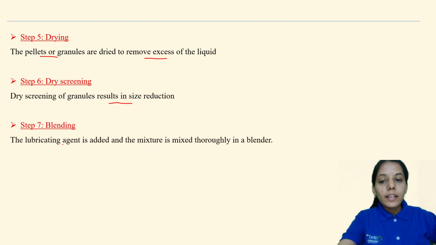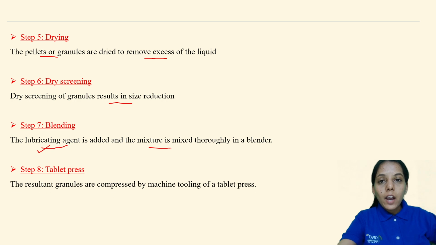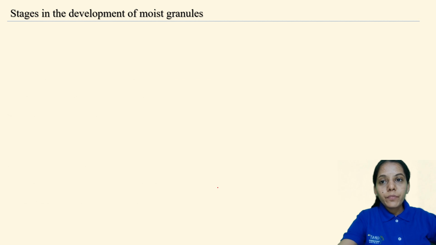Step 7 is blending. At the end, we have to add lubricating agents like magnesium stearate, and the mixture is mixed thoroughly. Once the lubricating agent is added, we have to mix it thoroughly in a blender, and afterwards the final compression takes place. The resultant granules are compressed by machine tooling of a tablet press. So this was about wet granulation.